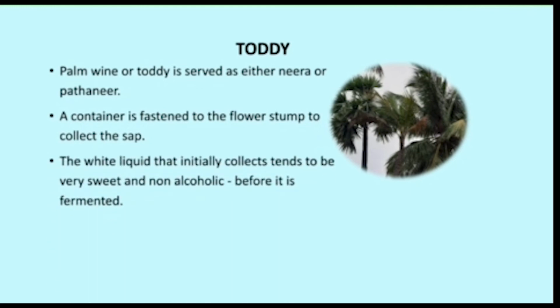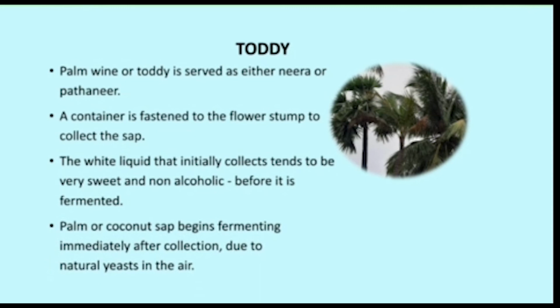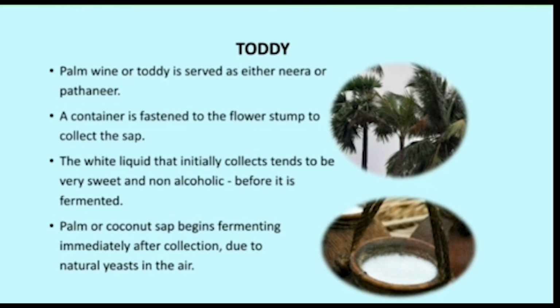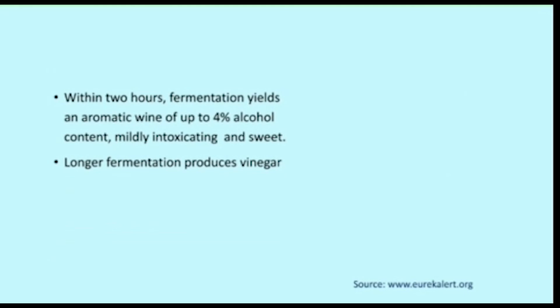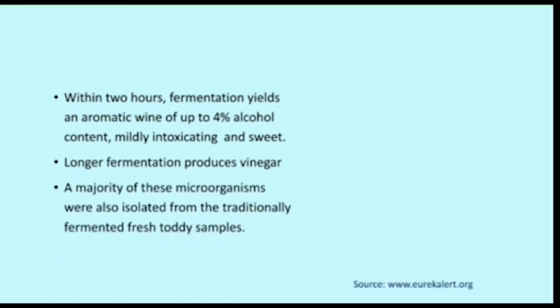The white liquid that initially collects tends to be very sweet and non-alcoholic before it is fermented. Palm sap begins fermenting immediately after collection due to natural yeast in the air. Within 2 hours, fermentation yields an aromatic wine of up to 4% alcohol content, mildly intoxicating and sweet. Longer fermentation produces vinegar instead of stronger wine.